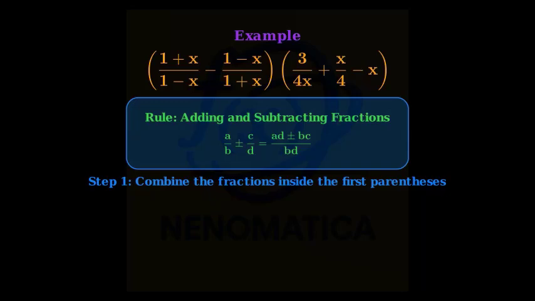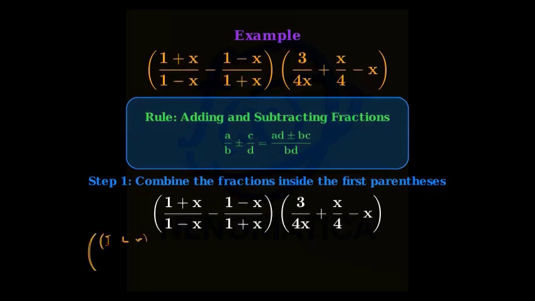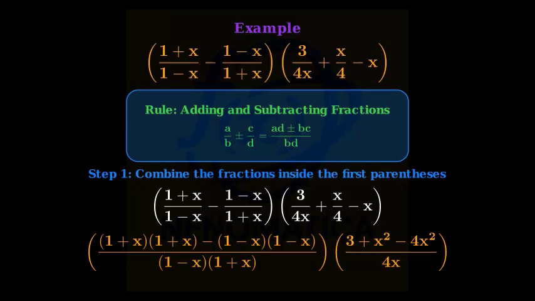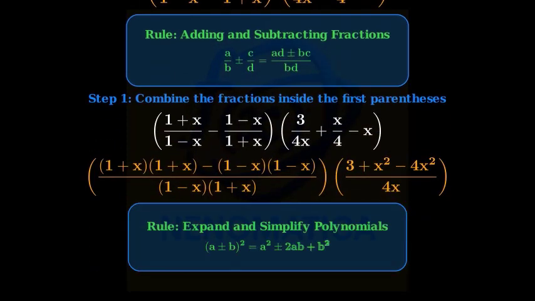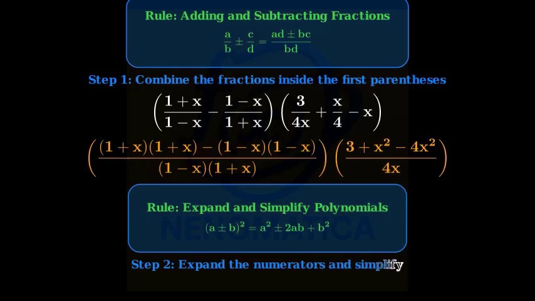Step 1. Combine the fractions inside the first parentheses by creating a common denominator. Rewrite the subtraction as a single fraction. Also, combine the terms in the second parentheses over a common denominator of 4x. Expand and simplify polynomials. We use the identities for squares and distributing the subtraction.